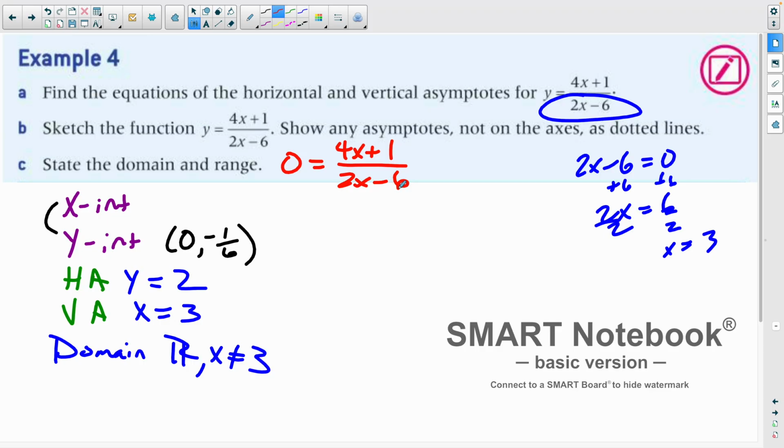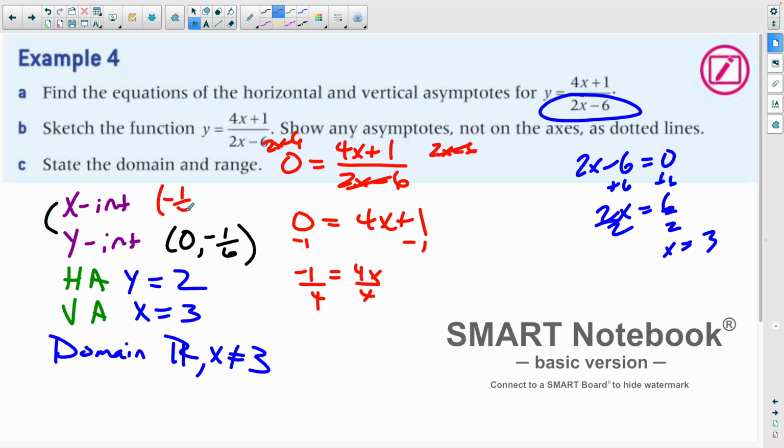Now, this one was pretty easy from yesterday because we multiplied, right? But 0 times anything is 0. These canceled. And basically, it's the numerator equal to 0. Minus 1. Divide by 4. And that is my x-intercept. Everybody okay with the pieces?